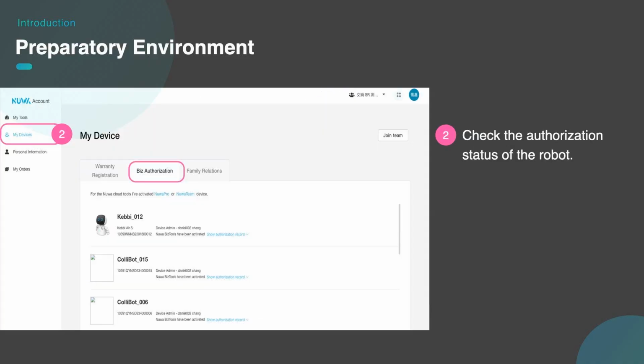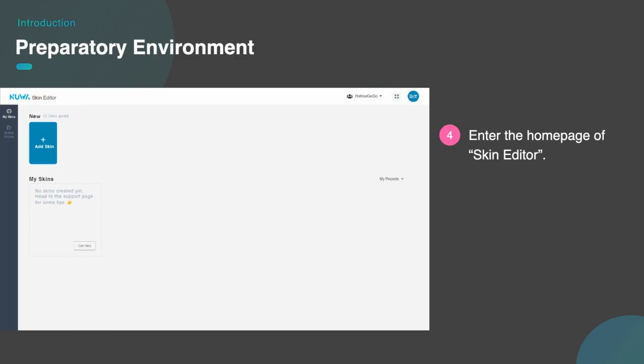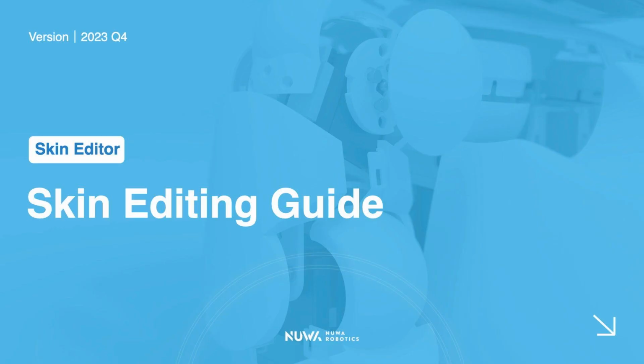After logging in, please check the authorization status of the robot in the Biz authorization in My Device. Click on My Tools or the list icon at the top right to find Skin Editor. Then you will enter the homepage of Skin Editor. Chapter 2, Skin Editing Guide.